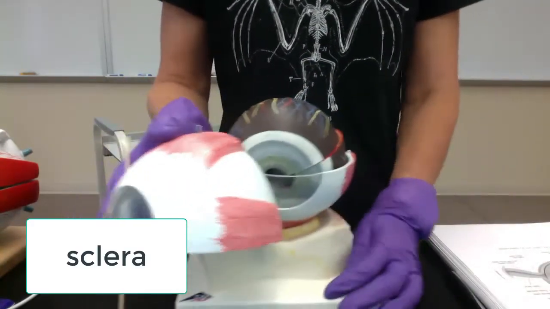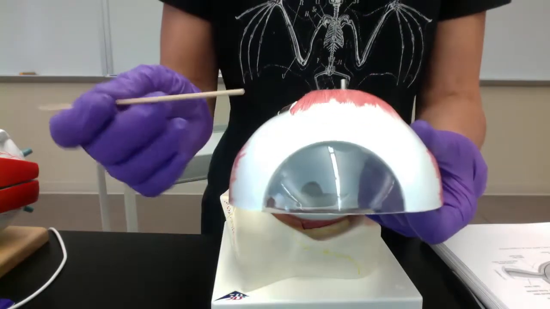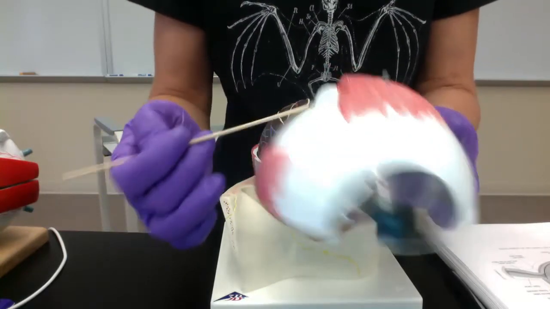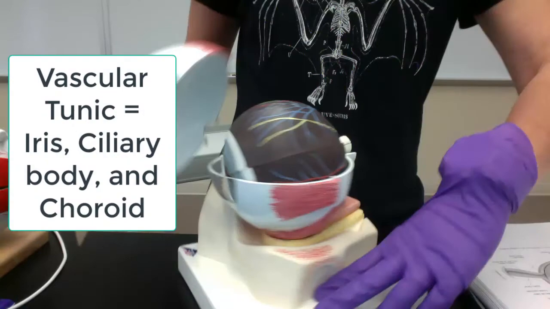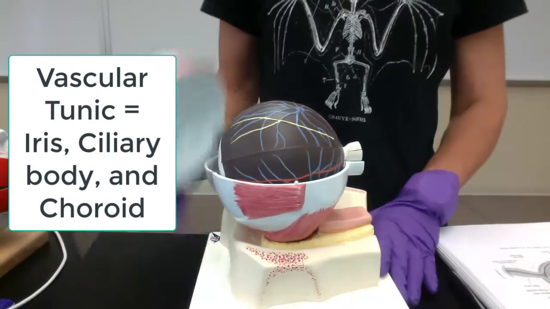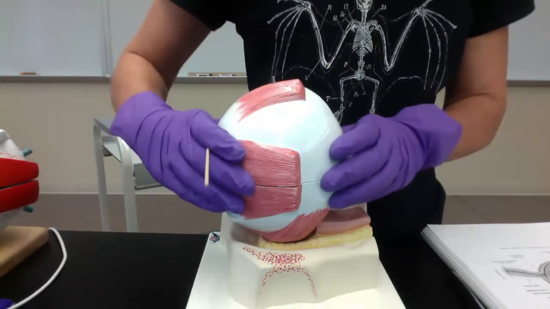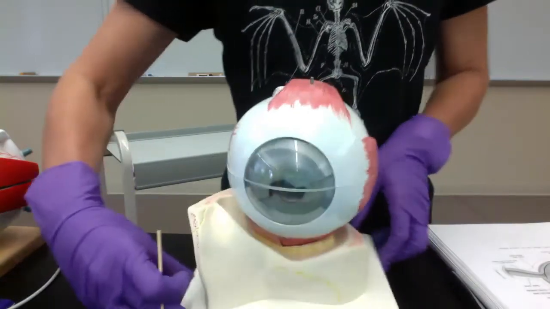So that makes up what we call the fibrous tunic. It's the outer layers of the eyeball, and they're like your protective layers. So again, cornea and sclera. The white of the eye is the sclera. Then you have your vascular tunic, which is going to be the portion that's going to have blood vessels running through it. And so the vascular tunic is going to consist of the iris.